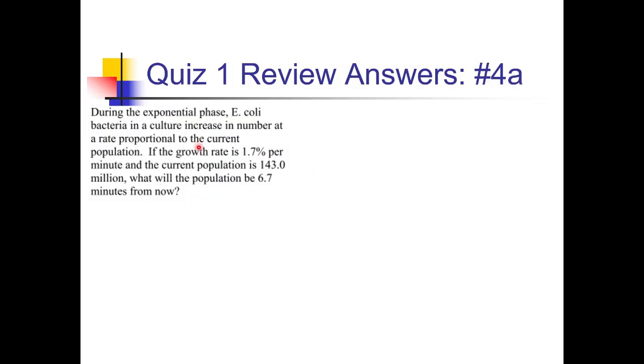For this problem, during the exponential phase, E. coli bacteria in a culture increased at a rate proportional to the current population. So we're talking about exponential growth then. That's what that's code for. So I'm going to use my y equals C e to the kt formula.